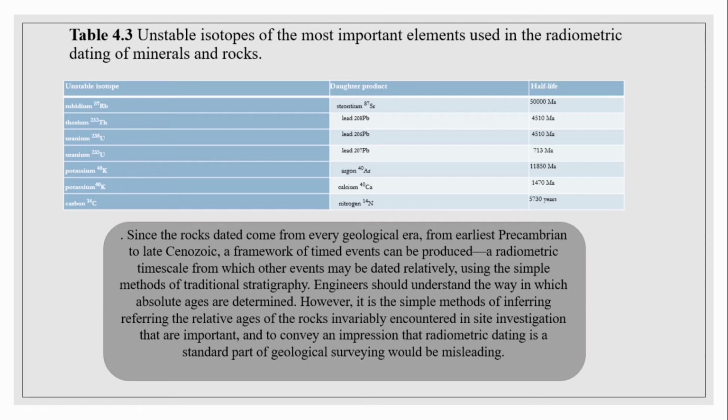A few laboratories in every country specialize in the radiometric dating of rocks and minerals, and these laboratories have produced tens of thousands of such radiometric dates from rocks of every geological area. From the earliest Precambrian to late Cenozoic, a framework of dated events can be produced. So a radiometric timescale, from which other events may be dated relatively using the simple methods of traditional stratigraphy, and engineers should understand the way in which absolute ages are determined. So, stratigraphic presentation of rocks in maps and reports.